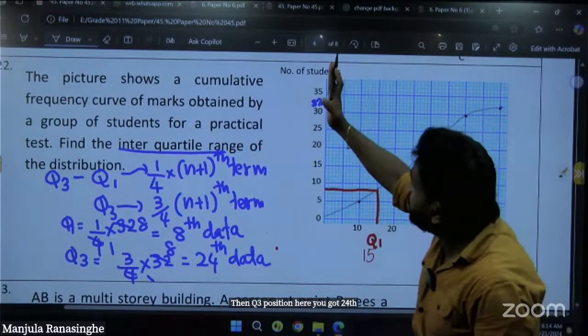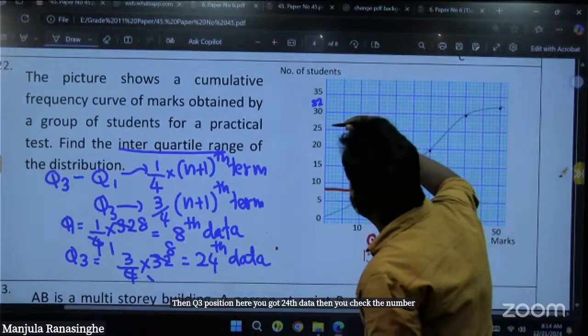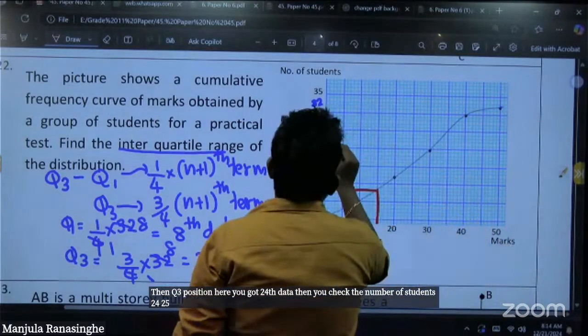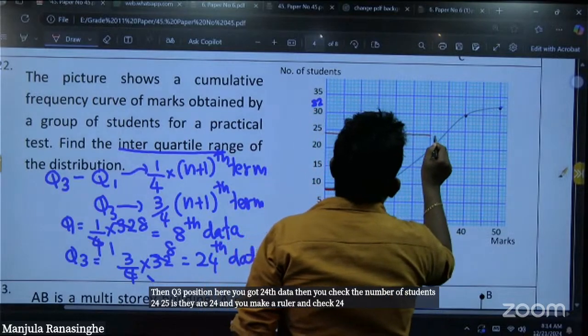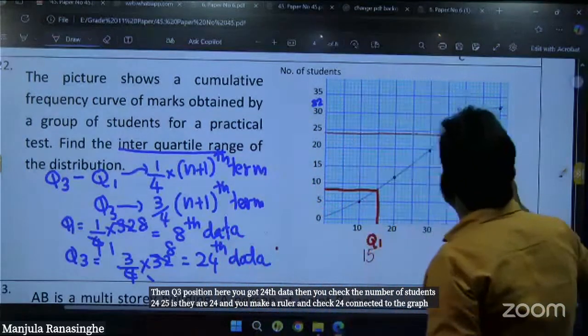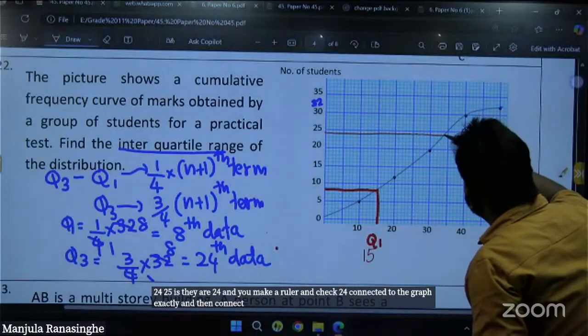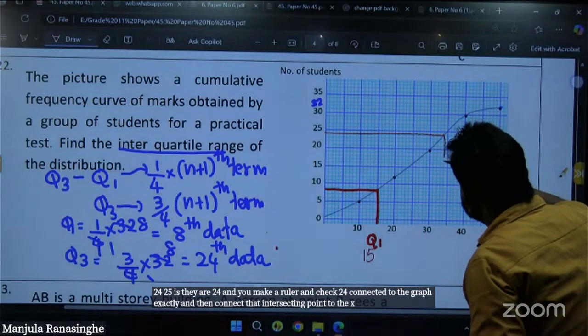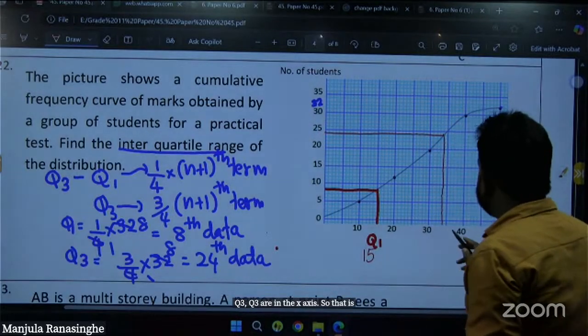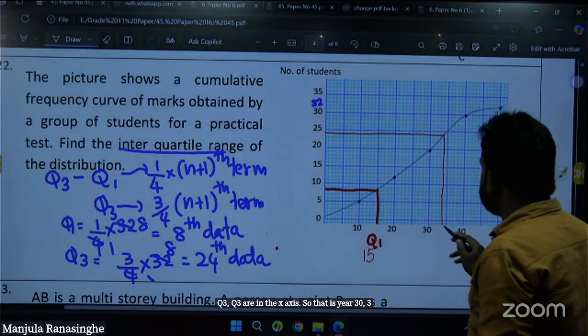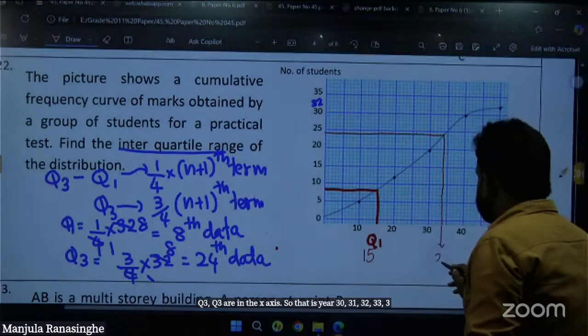Then the Q3 position, here you got the 24th data. Then you check the number of students, 24, and make a ruler and check the 24th connected to the graph exactly, and then connect that intersecting point to the x-axis to see the Q3. Q3 on the x-axis is here 30, 31, 32, 33, 34 exactly. Here 34.